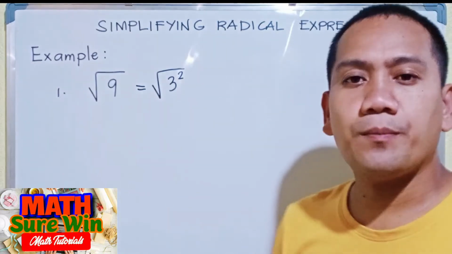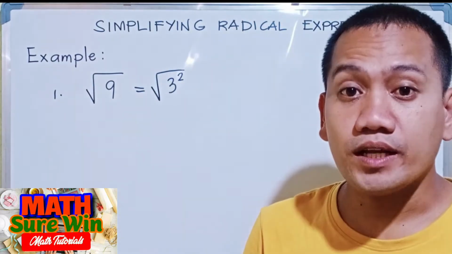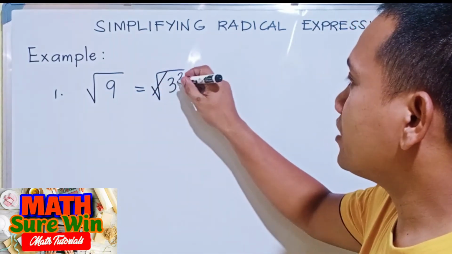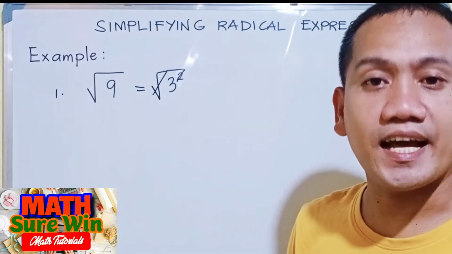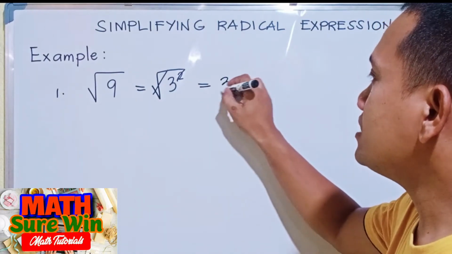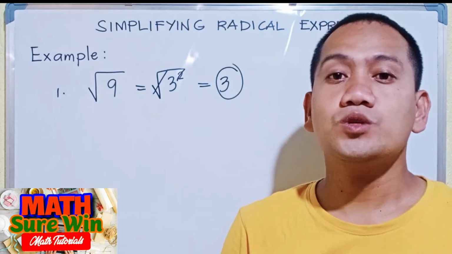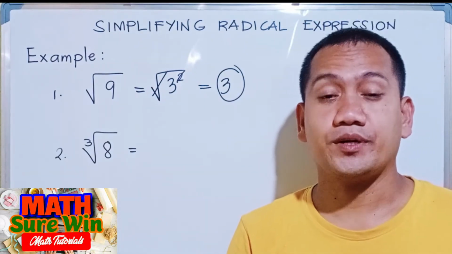In this case, we can apply the first law wherein our index and the exponent of the radicand are the same. So if our index and exponent of the radicand are the same, we can cancel it out, leaving the radicand as our final answer. This means the square root of 9 is equal to 3. So this is how to simplify our radical expression. Let's have our second example.